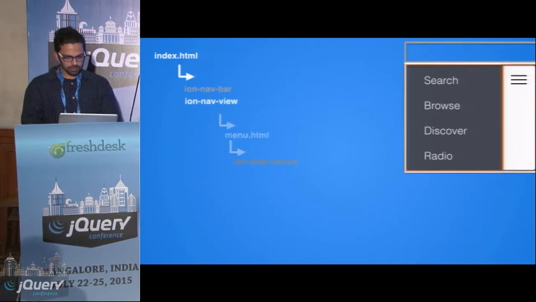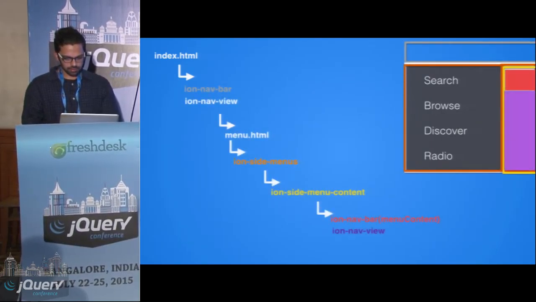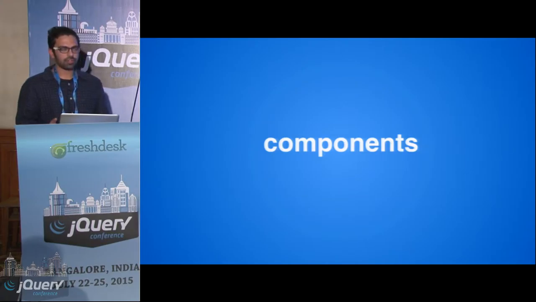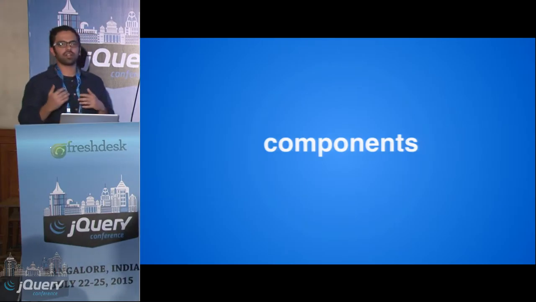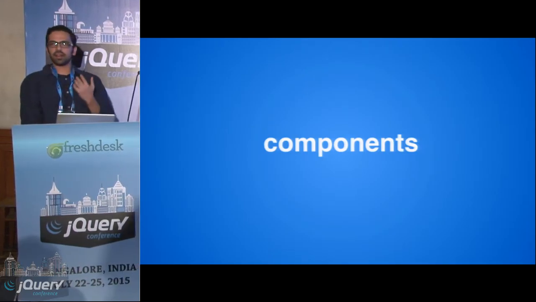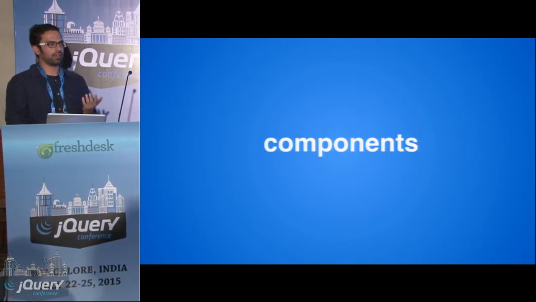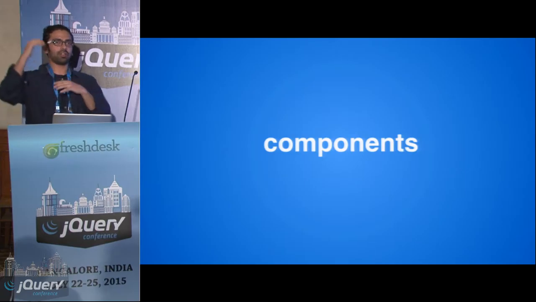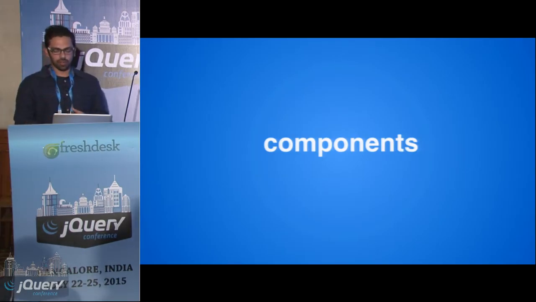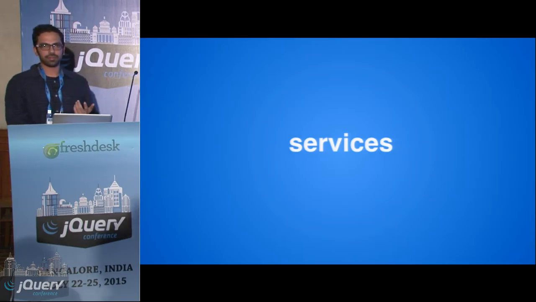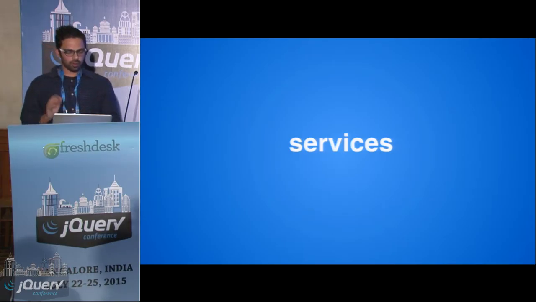So components. These are components which we can use through HTML tags or CSS classes. So they don't require any JavaScript functionality. You can just include them and they will work out of the box. So these are called Ionic components. So Ion navbar and Ion side menu, these are components. But there are some functionalities which require JavaScript or which need a callback that a button was clicked and you need to run your own custom code in that callback. So those things are called Ionic services. So I'll give an example of both, how they work.